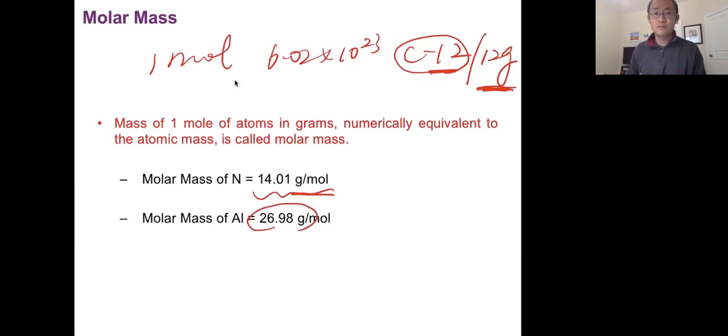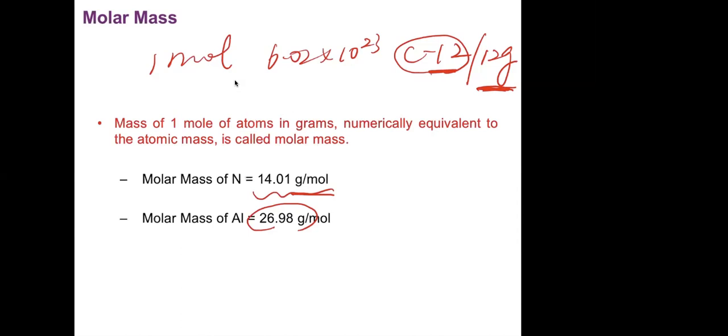So we call the mass in grams of 1 mole of something the molar mass. Molar mass means the mass per mole. How do we get molar mass? For atoms, it equals the atomic mass. How do we get atomic mass for atoms? Check your periodic table. Does it make sense, everyone?